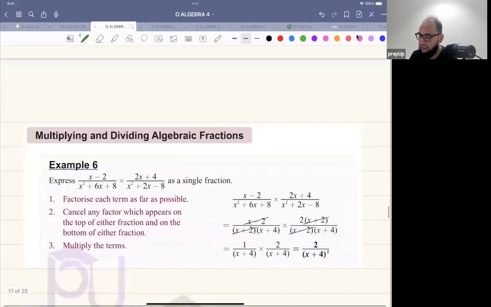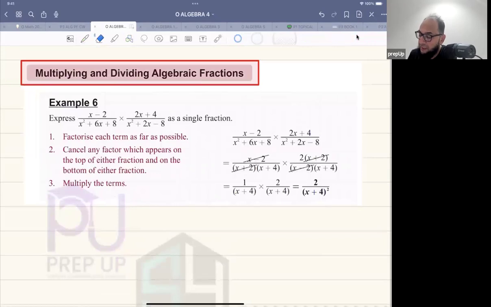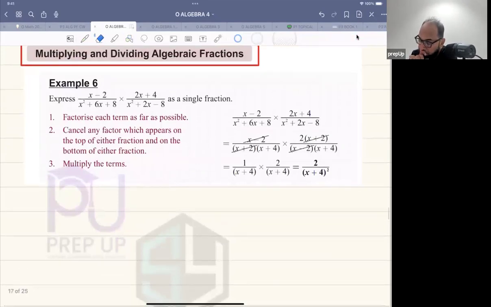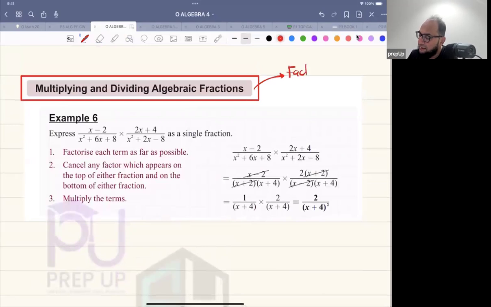Okay, this thing is done. Multiplying and dividing algebraic fractions. Now this is something else. This is multiplying and dividing algebraic fractions. Again, the first rule is still the same. That is factorize whenever, wherever possible.